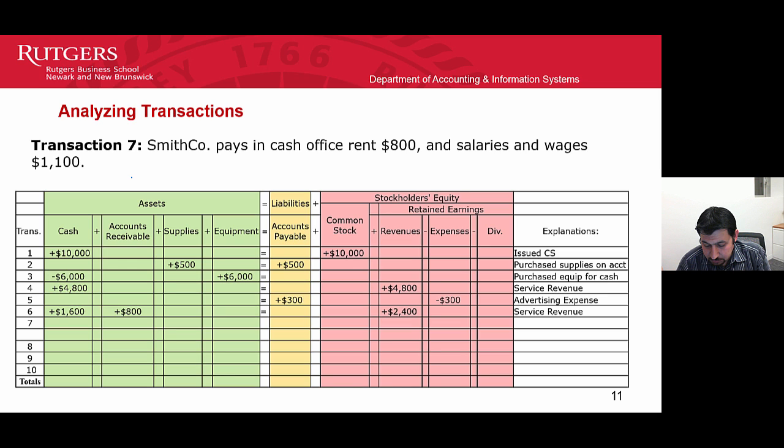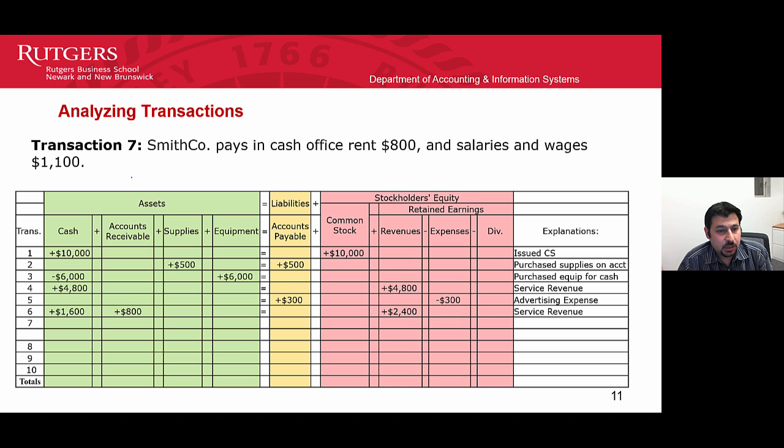Smithco of $800 and $100. That are involved in this cash, and as well as rent expense and salaries and wages expense. So what happened to cash? Cash has decreased by $800 because they paid those expenses.